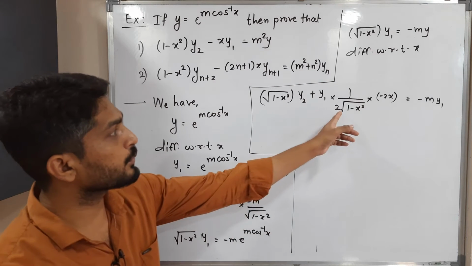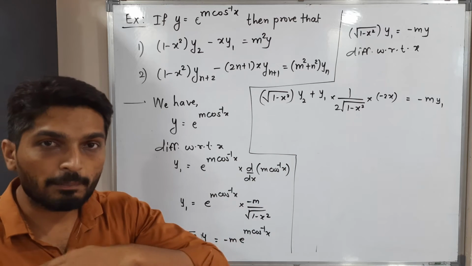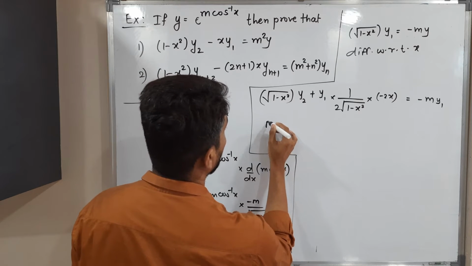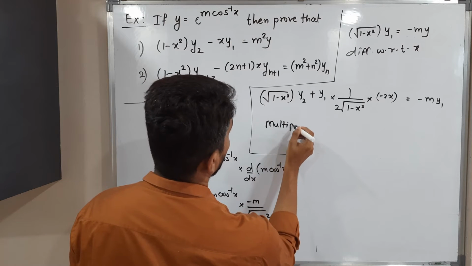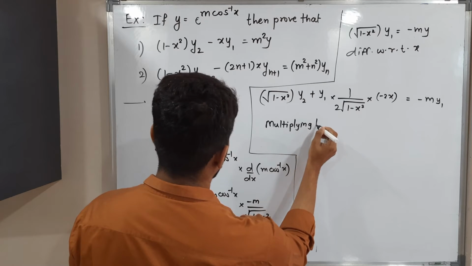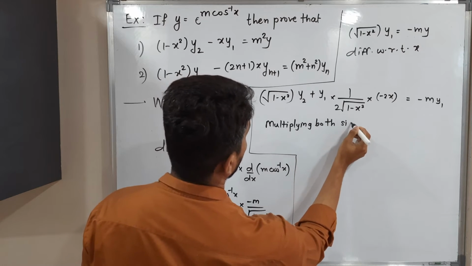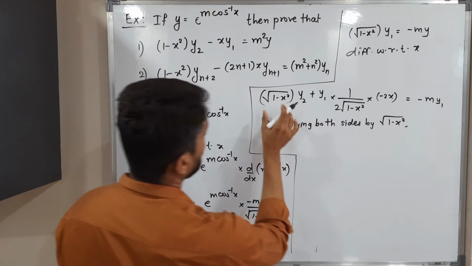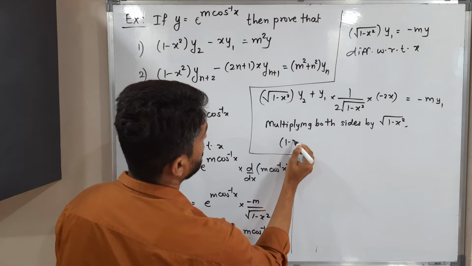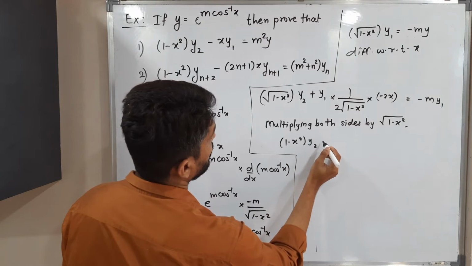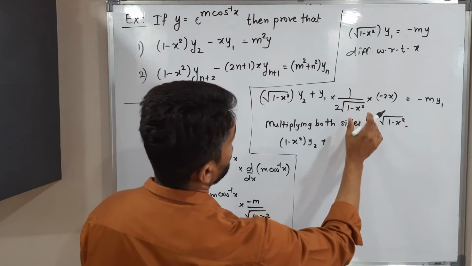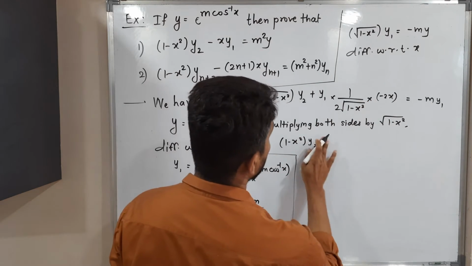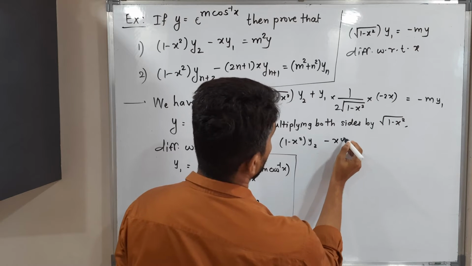But I don't want this square root in the denominator. So I will multiply both sides by square root of 1 minus x square again. See what will happen? Root into root will get cancelled. So 1 minus x square only, y2. If you multiply this root to this one, the root will get cancelled, 2 also will get cancelled, and the minus sign is there. So I should write here minus x y1.